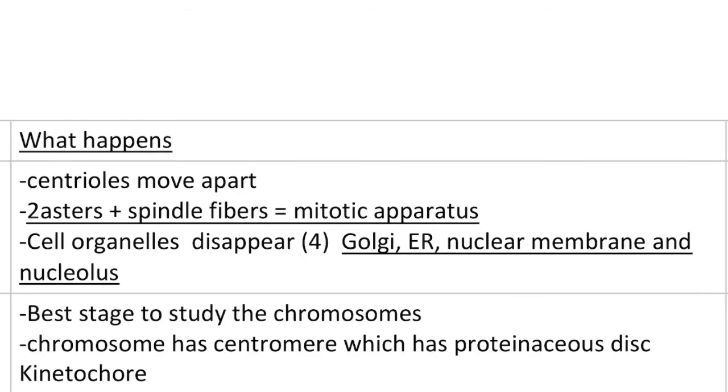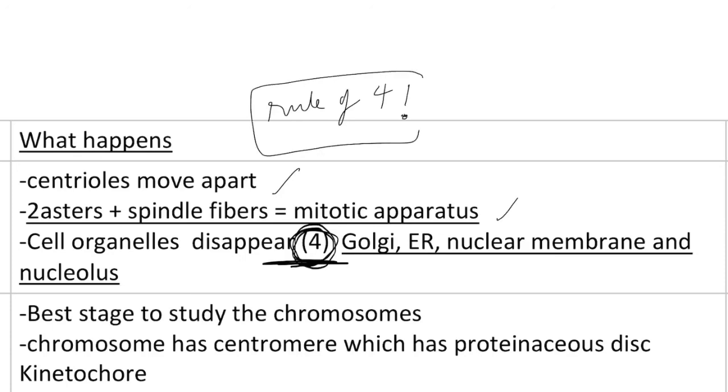What happens during prophase? In prophase, the centrioles move apart, the mitotic apparatus is formed, and cell organelles disappear. How many? 4. This rule of 4 is going to help you understand the whole of cell division. I once again repeat, the rule of 4 is very important. It is going to help you understand mitosis. There is no such thing as the rule of 4. It is something that I have made up, to help you understand it and easily remember.